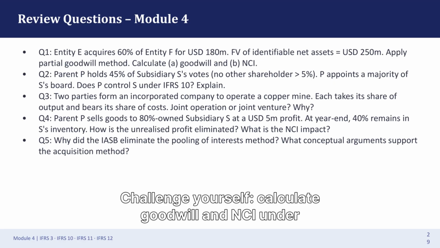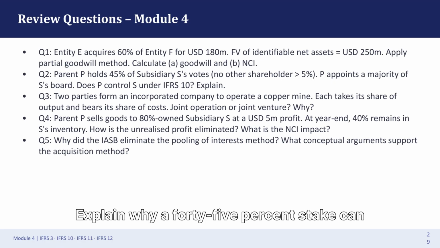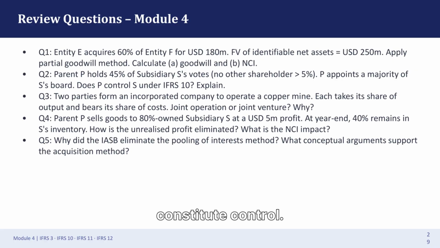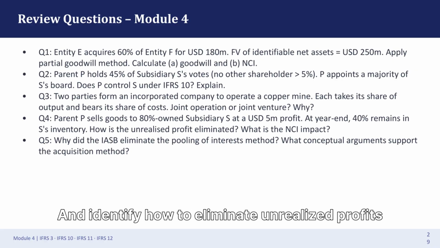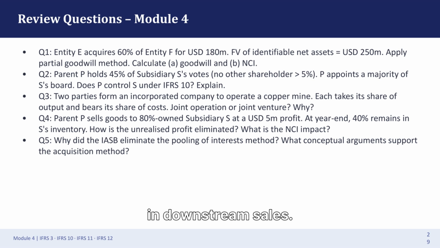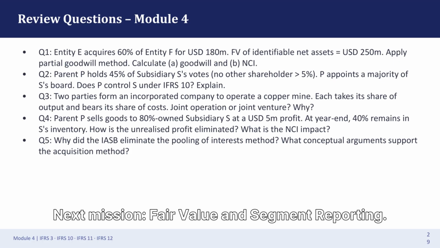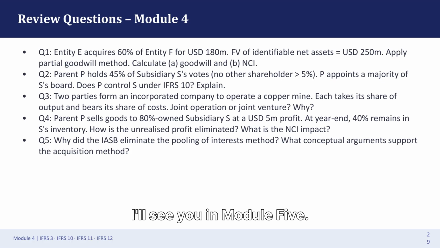Calculate goodwill and NCI under the partial method. Explain why a 45% stake can constitute control. And identify how to eliminate unrealized profits in downstream sales. Module 4 is now complete. Next mission, fair value and segment reporting. I'll see you in Module 5. Prepare for measurement. Briefing dismissed.